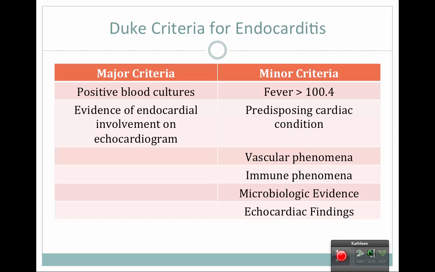Microbiologic evidence is positive blood cultures that do not meet criteria, or serologic evidence of active infection. And echocardiographic findings are consistent with infective endocarditis, but do not meet a major criteria as noted above.